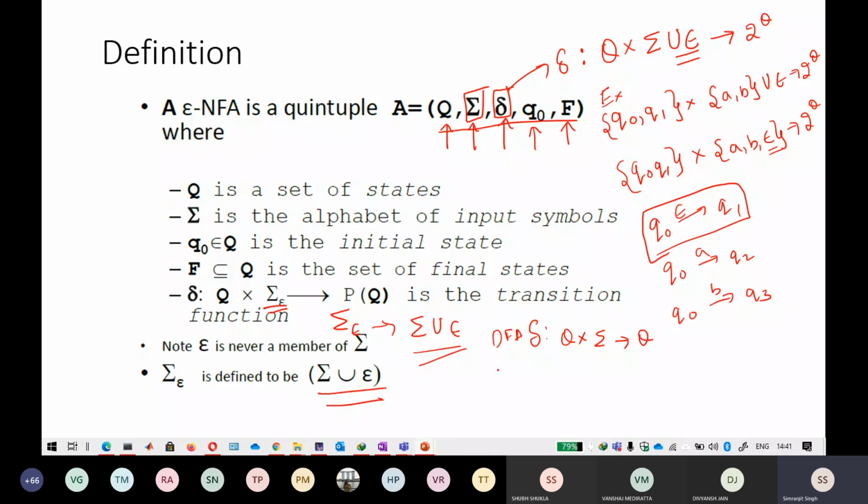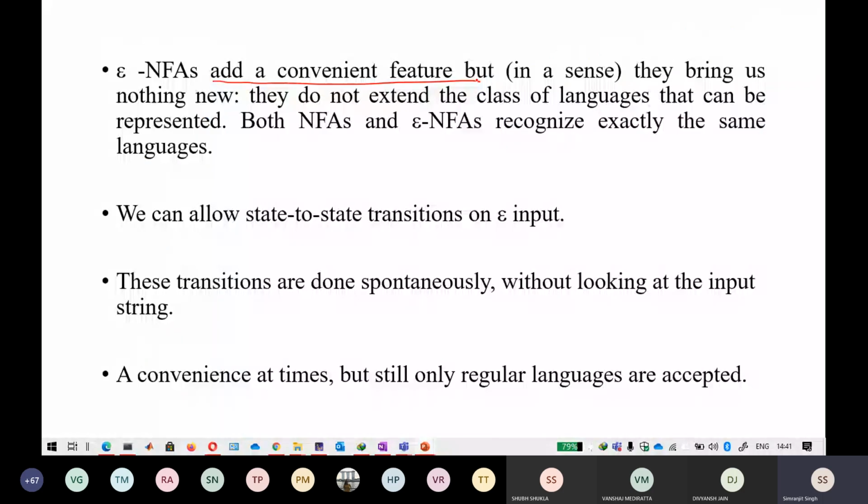In the same way, epsilon NFAs add a convenient feature. They absolutely bring us nothing new. They do not extend the class of languages. They again accept the same set of languages that is accepted by your NFA and your DFA, and that is the regular language. I have introduced a notation of regular expression, which is a way of representing the regular language as an expression. So don't worry about that. We will do that in detail.